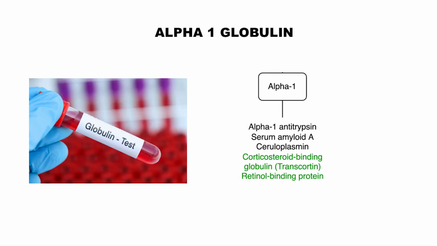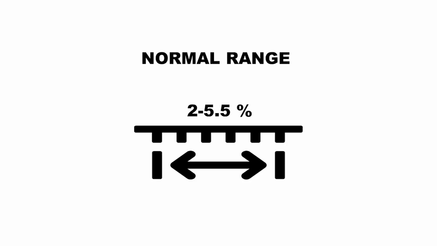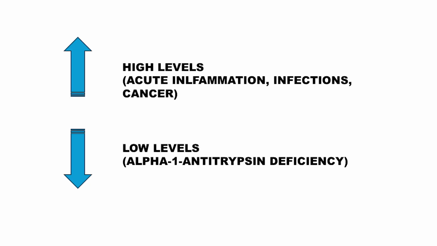Alpha 1 globulins are serum proteins which are primarily synthesized by the liver and consist of several important glycoproteins that function as key acute phase reactants, primarily consisting of alpha 1 antitrypsin and alpha 1 acid glycoprotein. The normal range of alpha 1 globulin is 2 to 5.5 percent. The results can be interpreted as follows: high levels or low levels.